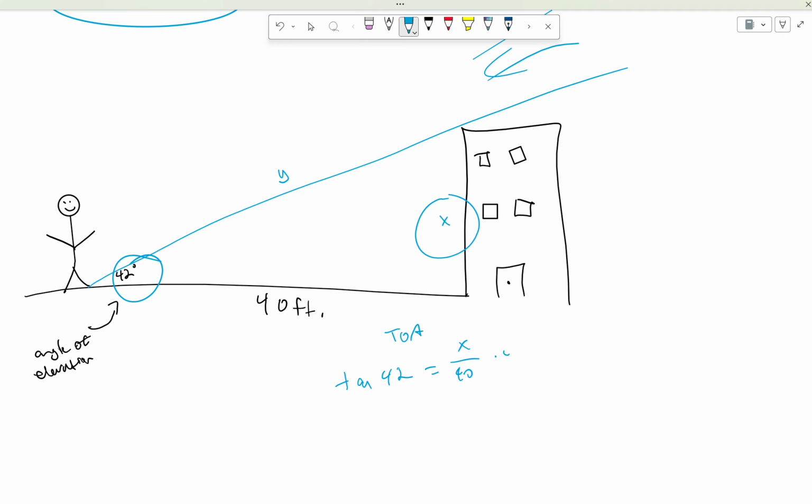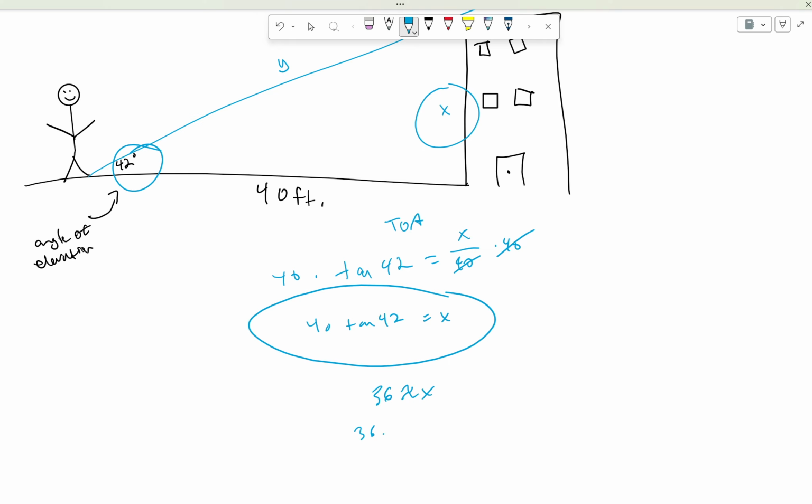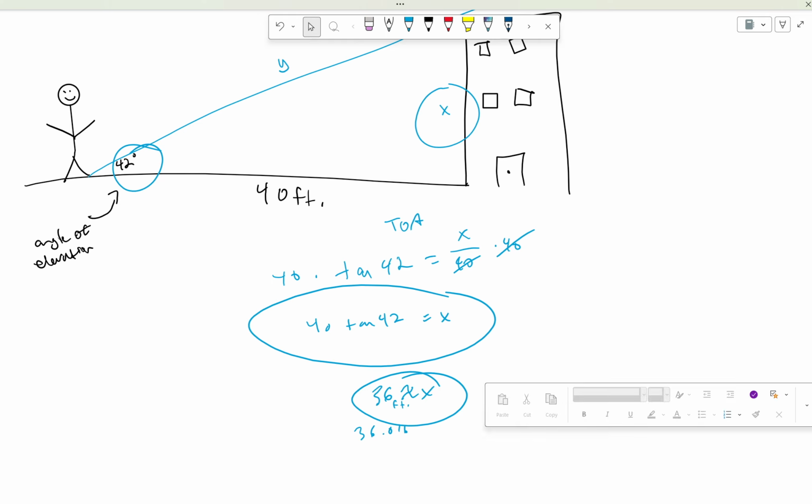And to get x, I'm going to multiply each side by 40. The 40s cancel, and I have 40 times the tangent of 42 is equal to x. And that is the exact answer, but nobody really does it this way, right? They're not going to say, oh, it's 40 times the tangent of 42 feet, sir. Don't you know what that is? No, they're going to say this is about equal to 36, because it's 36.016. So the building's about 36 feet high.